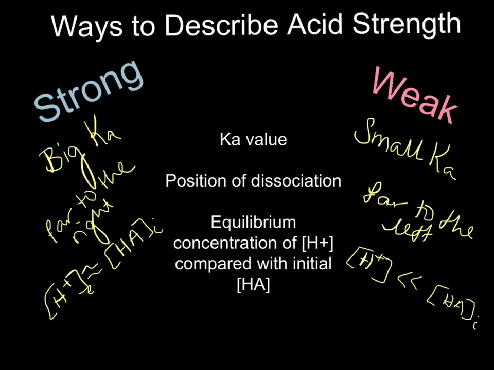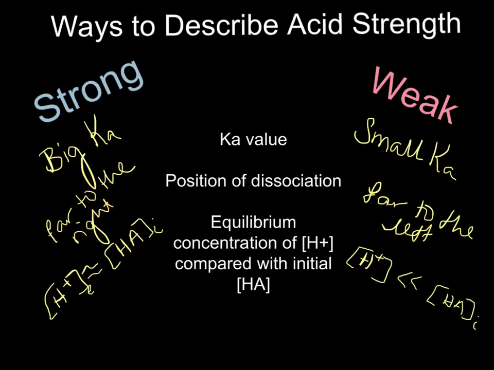Now, we can describe the acid strength in various ways. We can describe it by the Ka value. Big Ka signify strong acids, while small signify weak ones. The position of the dissociation. Strong acids favor the forwards reaction, versus weak acids favor the reverse reaction. And so you have a lot of reactants for the weak and a lot of products for the strong.